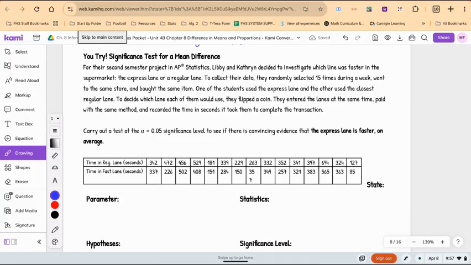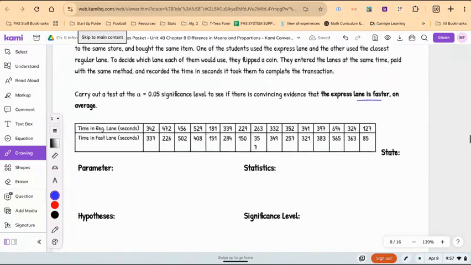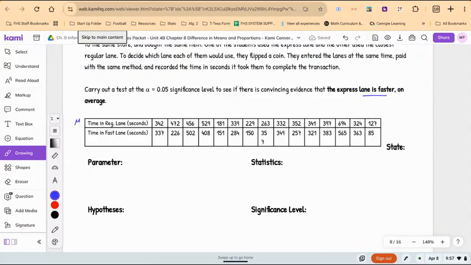They entered the lanes at the same time, paid with the same method, and recorded the time in seconds it took them to complete the transaction. Carry out a test at an alpha of 0.05 significance level to see if there is convincing evidence that the express lane is faster. Okay, so again, pretty simple. We need to identify our parameters. We have a mean. I just make the top one mu1, the bottom one mu2. Okay, I will restate this over here. This is just the time in the regular line, and this is time in the express lane.